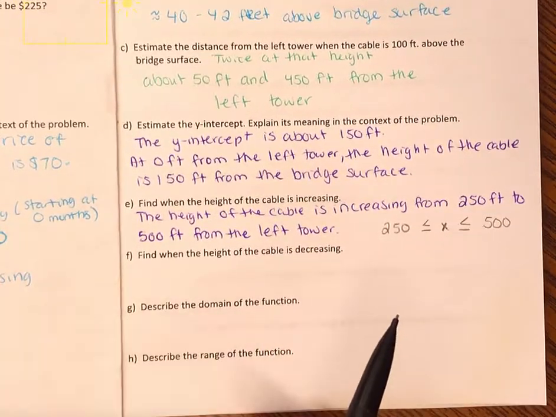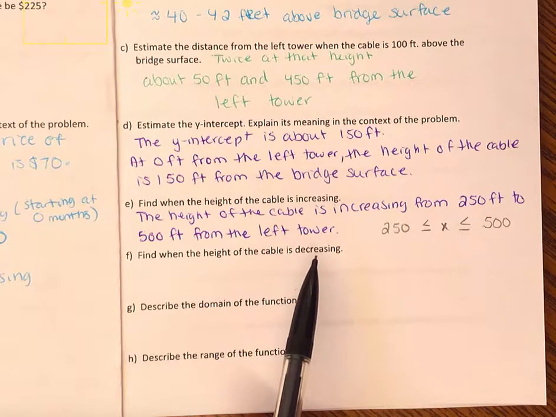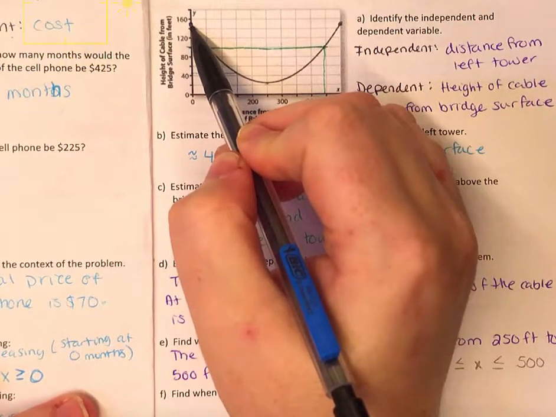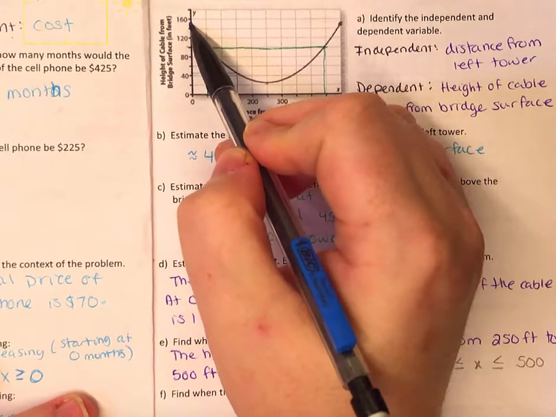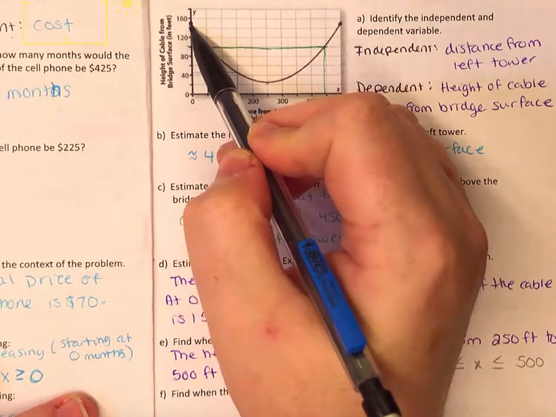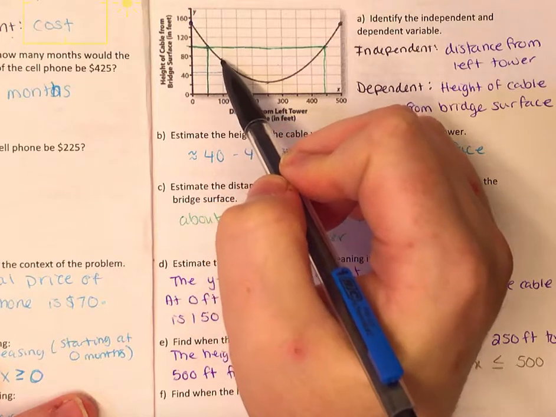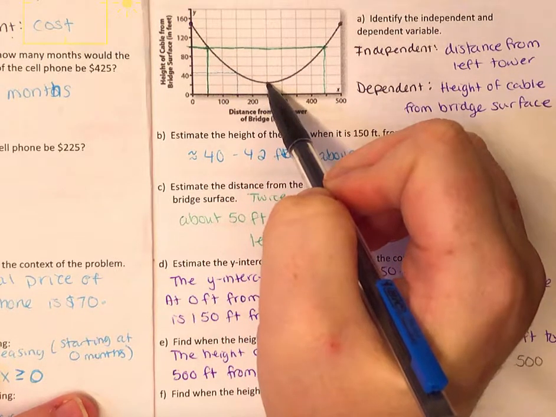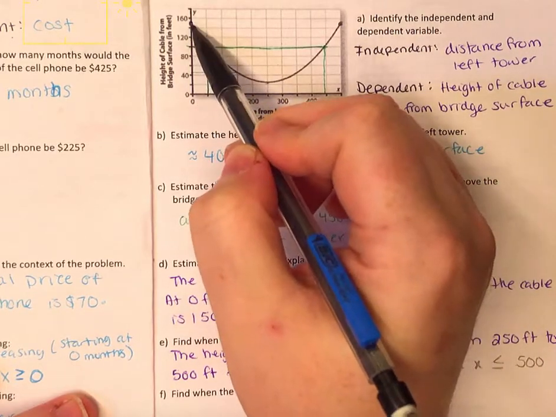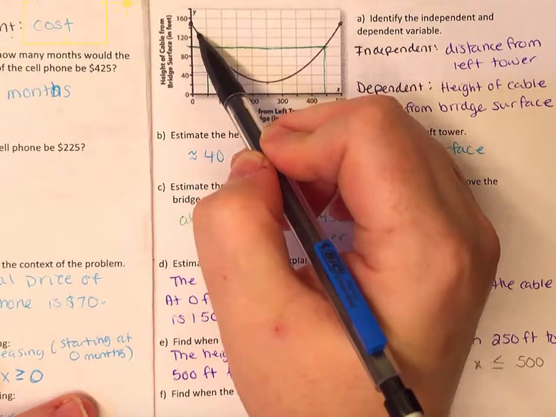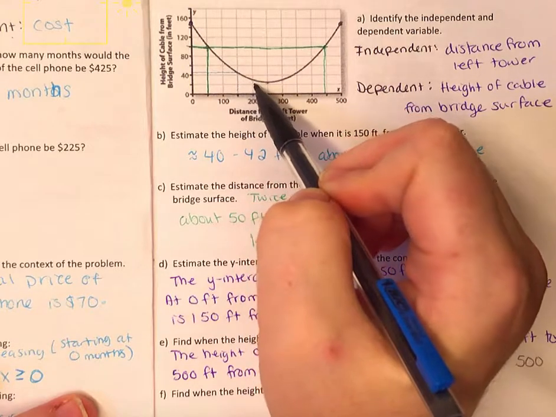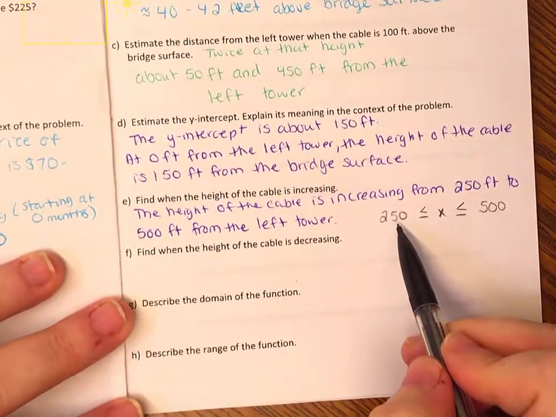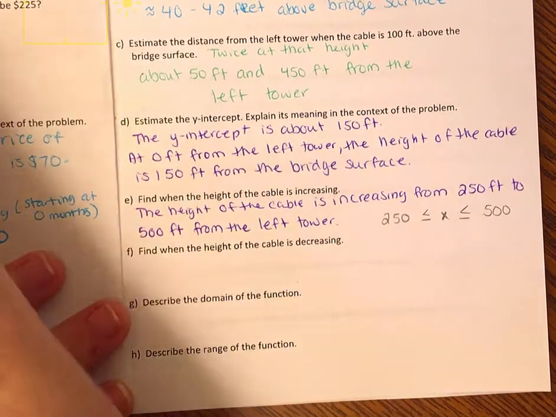So when I want to find where the height of the cable is decreasing, I again start from the beginning. And as I follow my graph, when is it going down? So it's actually starting here, and it is going down, down, down, until it gets to that turning point here. So it starts at the x value of 0, and it keeps going down until you get to the x value of 250. Because 250 is when it starts to increase.